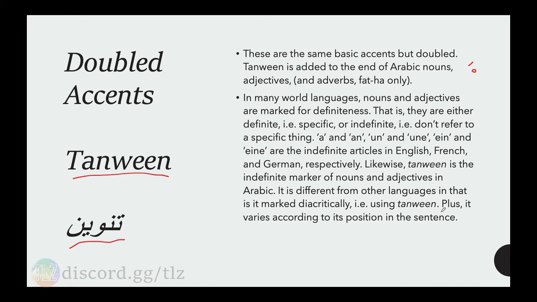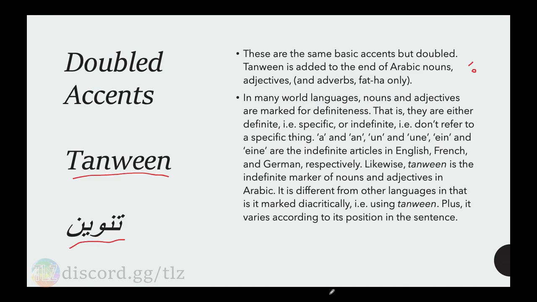And it varies according to its position in the sentence. Like, it varies on whether the word is a subject or an object in the sentence, right? And all of that. But I actually want to come back, right? And this is basically what it looks like, and it will be the same like that. But then for the fourth one, which is this one, there is no double of this because it means that there is no accent, right? So you can't double it because that means nothing.